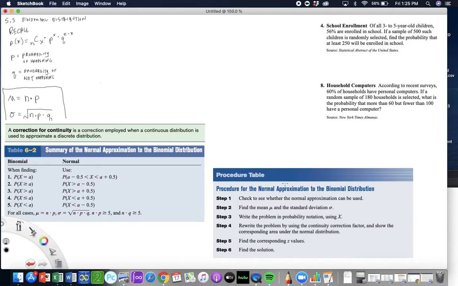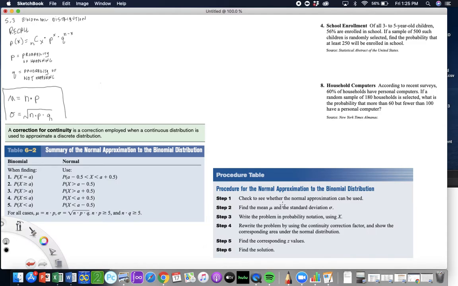Now, this procedure table is out of your book. This is a great table to make sure that you take all the necessary steps. And right about here, you should start recognizing some stuff. Find the corresponding z-values, find the solution. So steps 5 and 6 relate directly to what we've already done in the previous sections. You're going to find the z-score. You're going to find the table. Find the value in the table, and if it's greater than, you're going to take 1 minus that, and so forth. You guys should be pretty familiar with that.